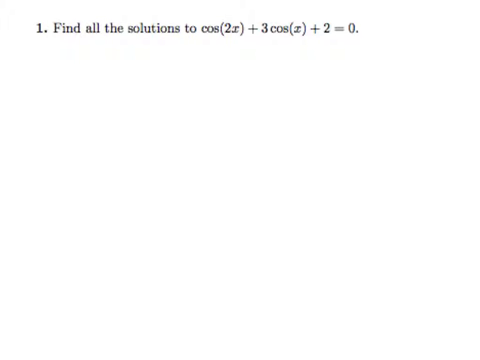Okay, this is test number 4, problem number 1. It says find all the solutions to cosine of 2x plus 3 cosine x plus 2 equals 0. So first we need to rewrite cosine of 2x as 2 cosine squared of x minus 1, plus our 3 cosine x plus 2, that equals 0.